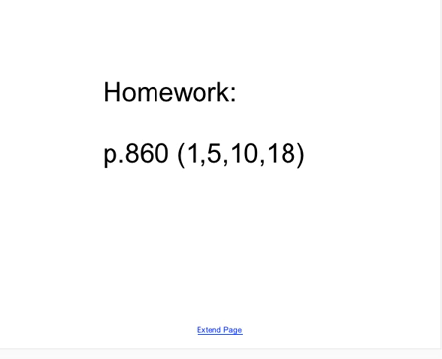Number 1 is 75 inches squared, cubed. 5 is 51.3 inches cubed. 10 is 605 inches cubed. 18 is 134.8 centimeters cubed. Now you need to show all your work and what you plugged into the calculator.